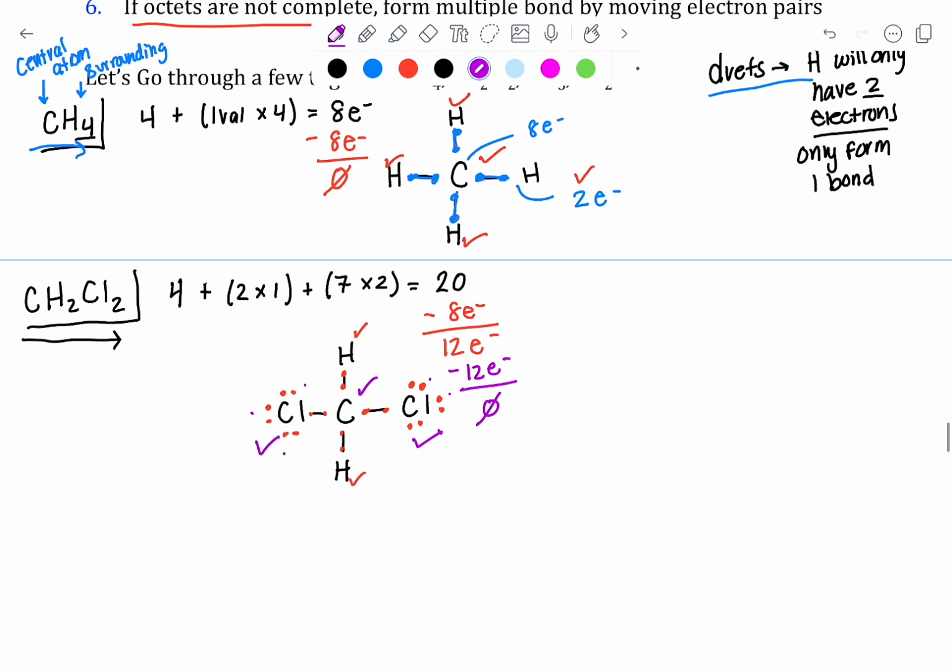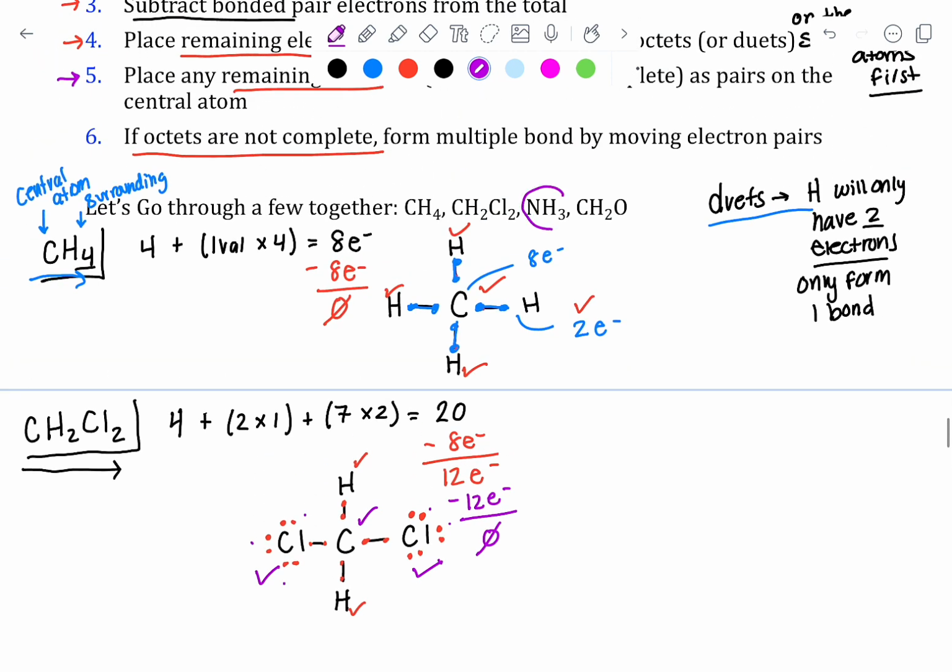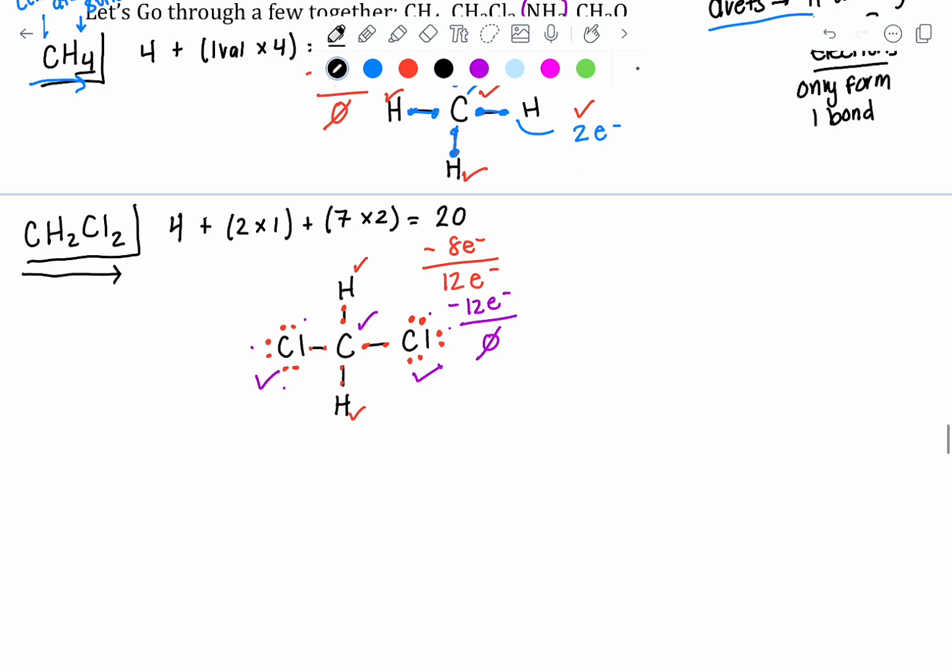Let's practice another one. Our next practice had us doing NH3. So let's do NH3.